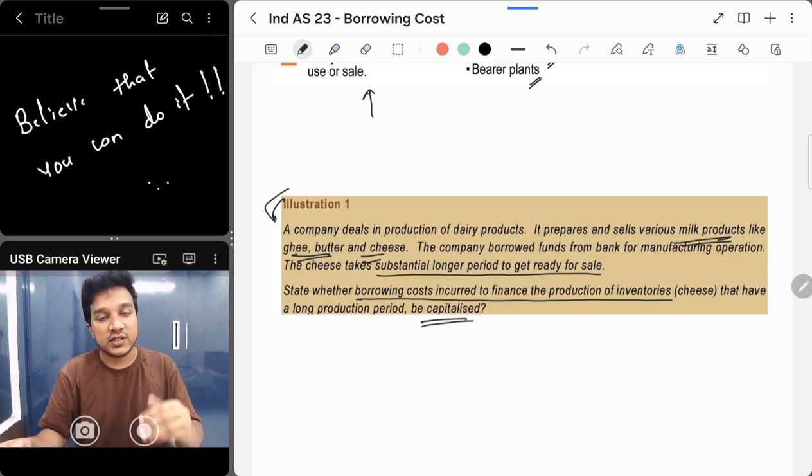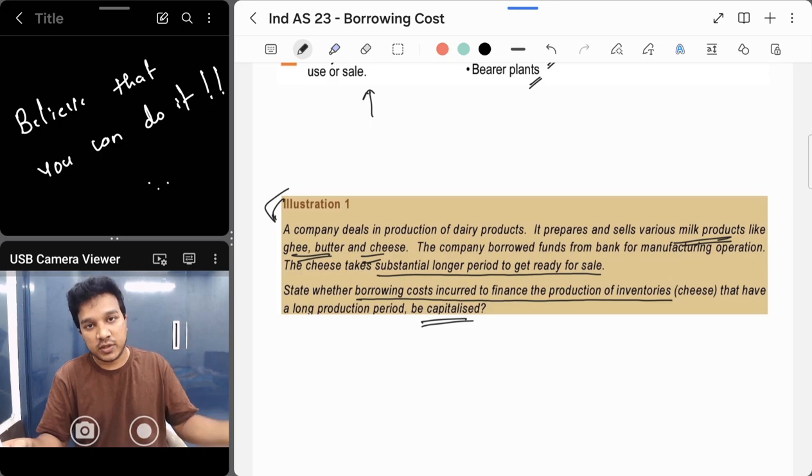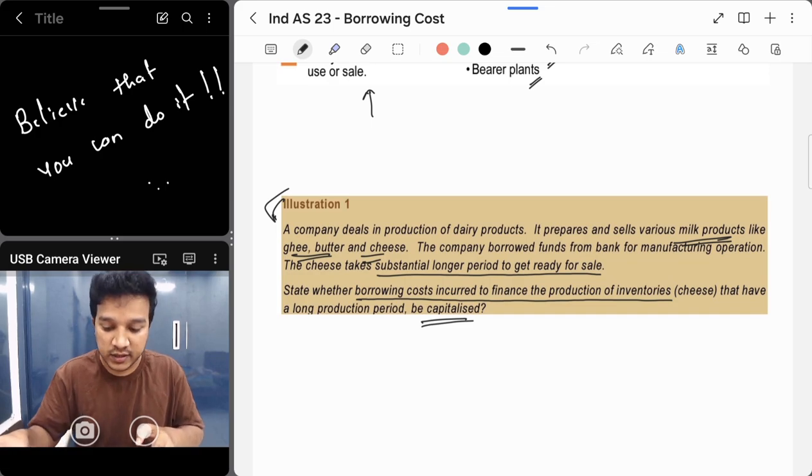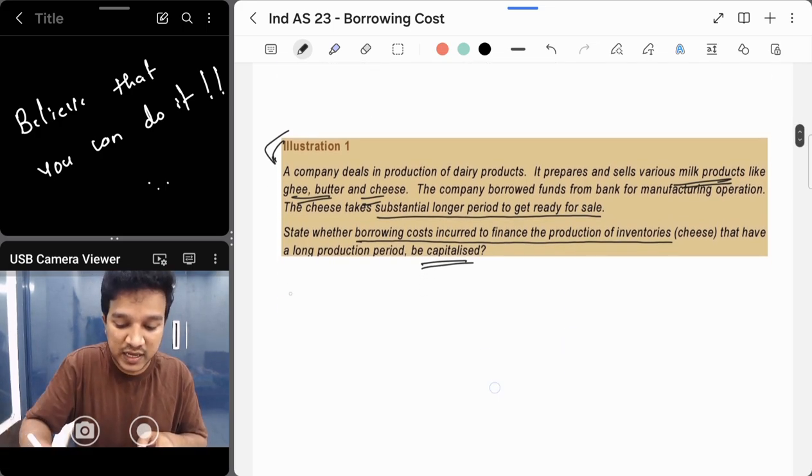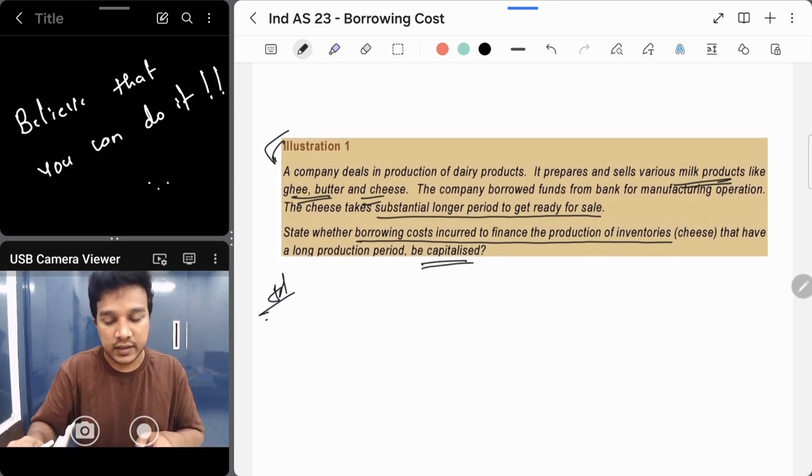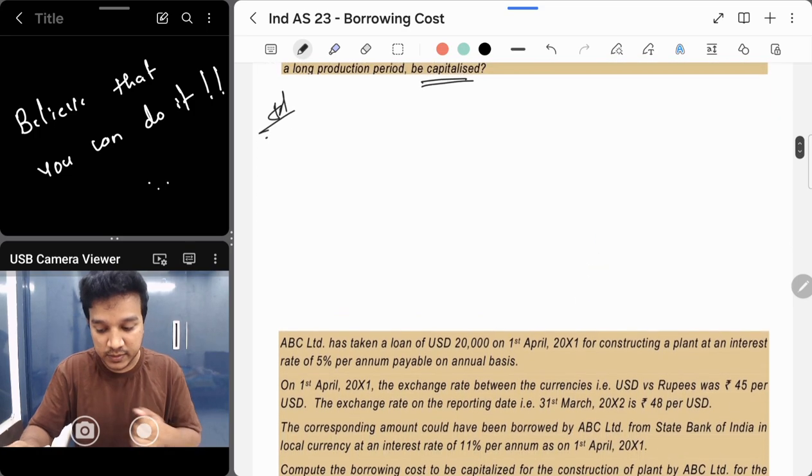ठीक है, so in that case inventory के ऊपर जो भी borrowing cost हो रहा to manufacture this inventory, if you have taken any loan, ठीक है, उसके ऊपर जो borrowing cost हो रहा है so since it is taking substantial period of time to get ready for its intended sale, that will be included in the cost of the inventory. So that's how you need to write the answer. It is theory, so once check the ICA material it will be easy.